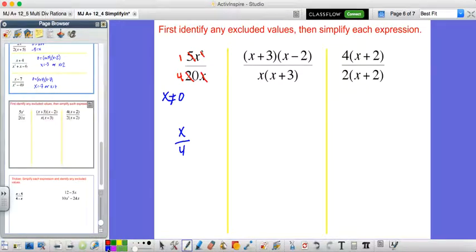Okay, let's look at this example here. First of all, what are our excluded values? We have x times x plus 3. Well, right away we know x can't be 0.